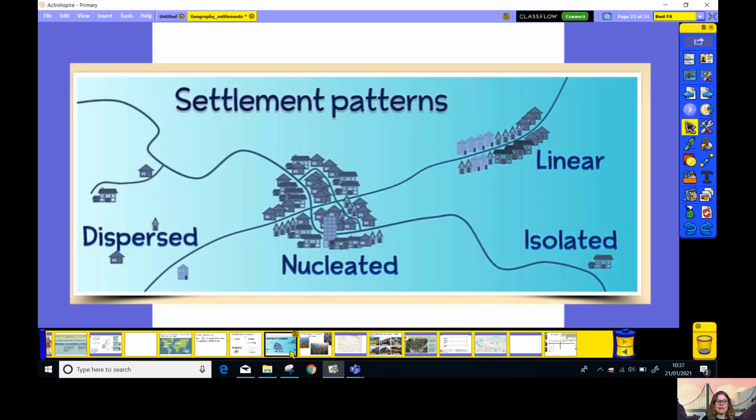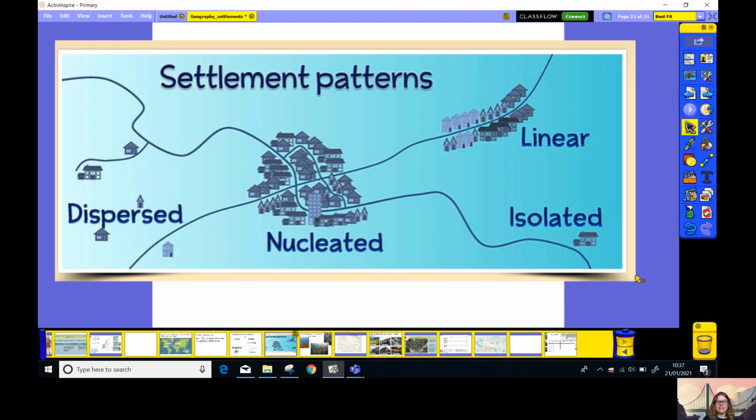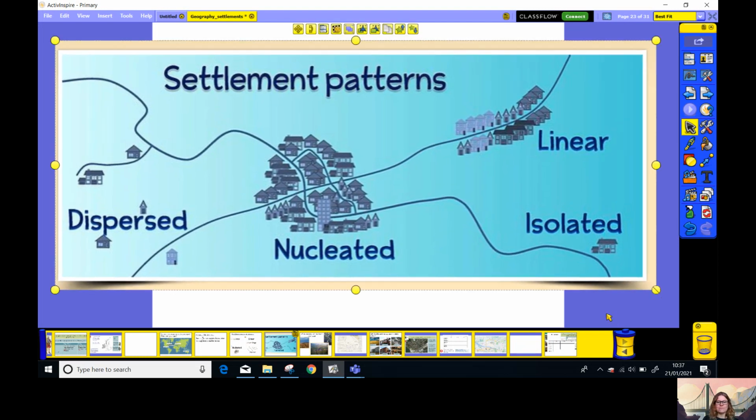Well done. Now here we have a map, and these are the settlement patterns that we can see on the map. Can you see the linear one? Oh, look, all the houses, the buildings are all built in a straight line along a line. What does that line represent? That's right, it represents a road. Look at this settlement over here, where all the houses are dispersed over a far distance. Quite near a road, some of them, but not all of them.